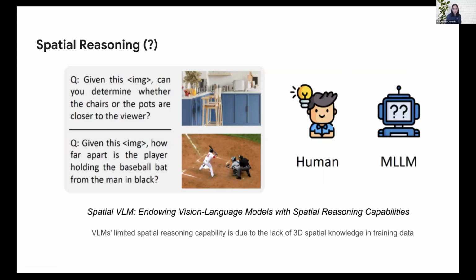On the top, you have an image from a house, and the model is prompted to answer, can you determine if the pots are closer to the viewer or the chairs are closer to the viewer? And in the bottom image, the model is prompted to determine the relative distance between the player and the man in black. What the models do with this relative positioning information can be a struggle. So they construct special datasets that allow the model to learn about relative distances and positioning.